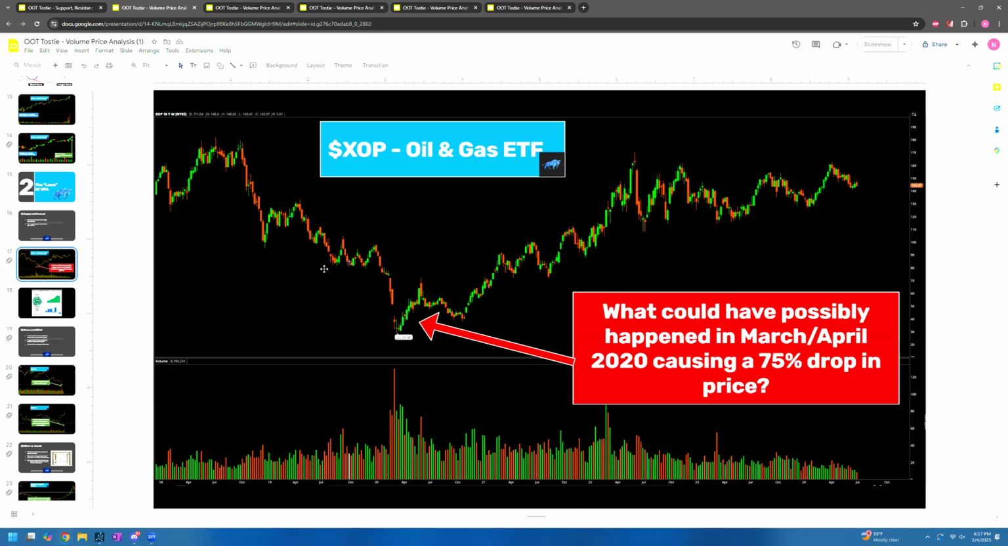For example, if we look at the oil and gas ETF, notice how in March of 2020, we saw a significant drop in this ETF representing the price of oil and gas. Well, what could have possibly happened in March or April 2020 which would cause this ETF to drop 75%? Obviously COVID. As the demand for gasoline goes down, the price of gas is going to go down as well. And as demand rebounds, the price goes up as well.